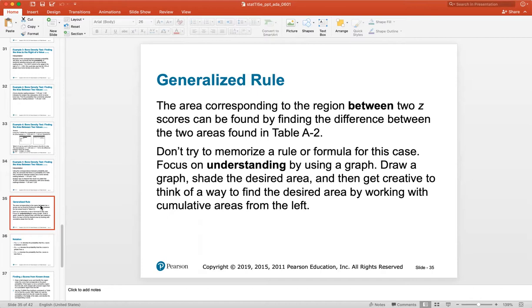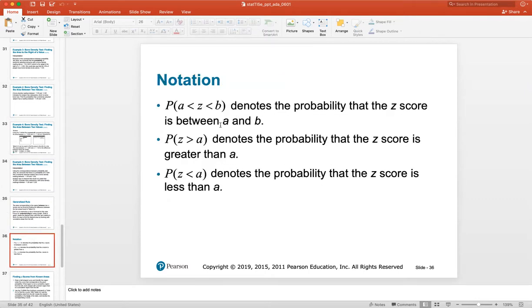What's the meaning of the area on the graph? Let's keep this in mind: the shaded area in the graph represents the probability corresponding to the values or range of values of the random variable. By the way, here we use the z-score because we deal with the standard normal distribution. If we deal with a normal distribution, we just use the letter x, not z. So P(a < z < b) denotes the probability that the z-score is between a and b. P(z > a) is the probability that the z-score is greater than a, and P(z < a) is the probability that it is less than a.